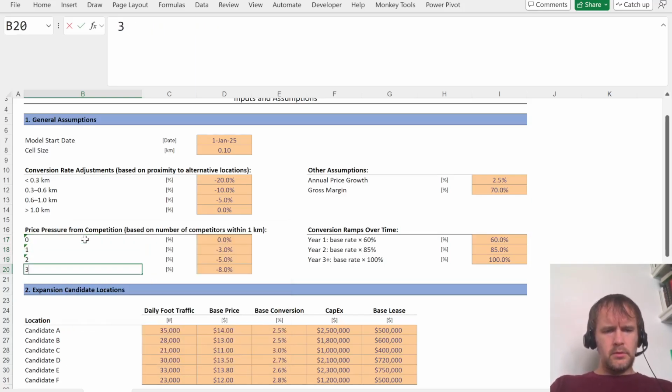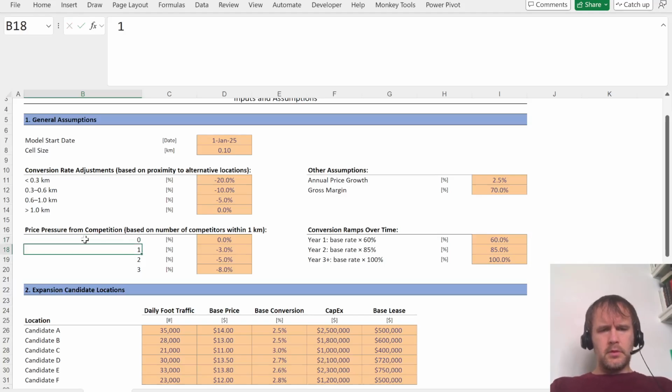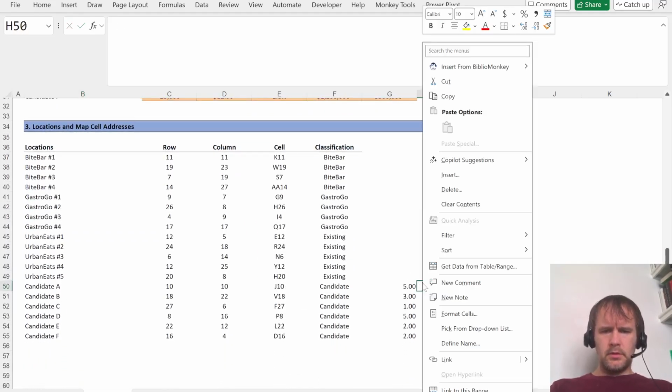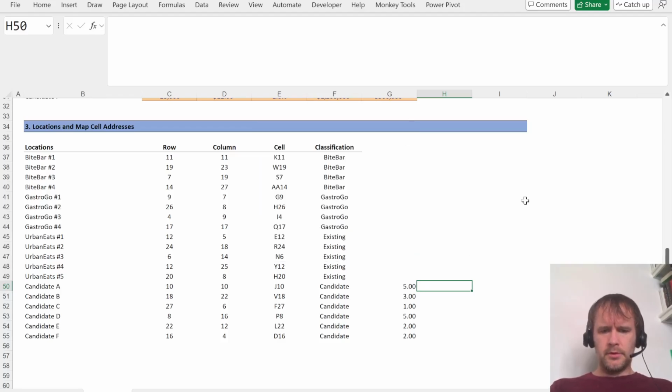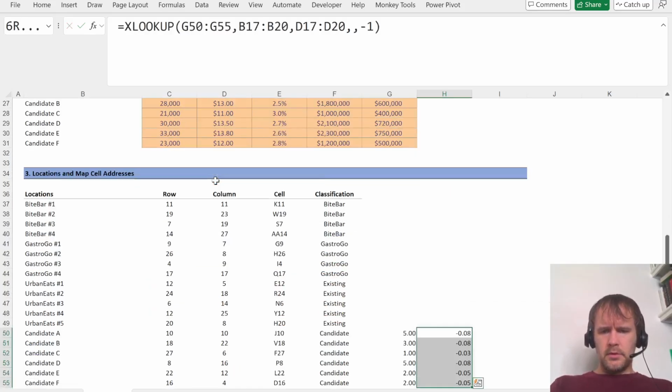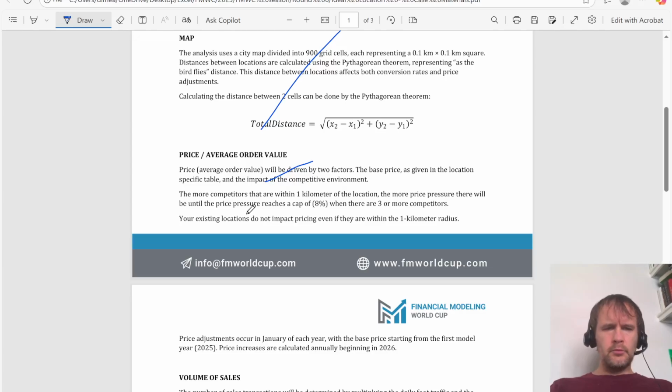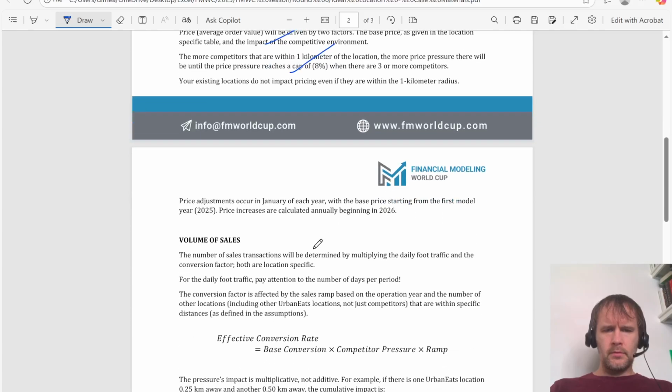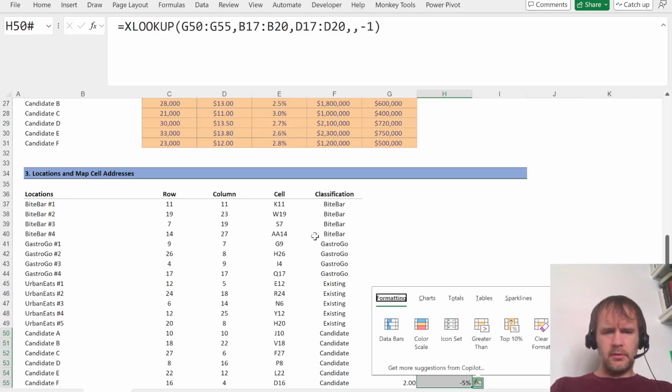So 0, 1, 2, 3. So then here we're going to say, what? I don't know what I just did there. Next, look up this in here, returning from here, exact match or next smaller item. Cool. Price adjustments for the base price starting from the first model year. Price increases are calculated annually beginning in 2026. Okay.